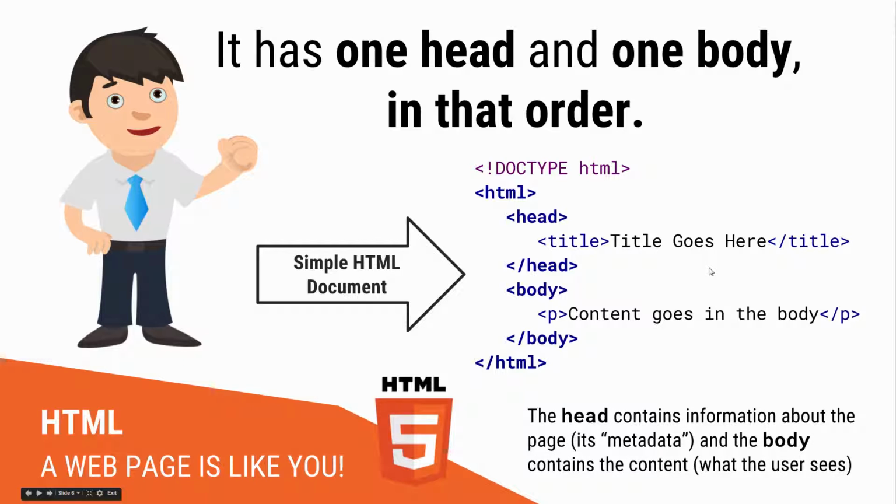The head contains the information about the page. It's what we call metadata, which is a fancy word for data about data. Now, the body of an HTML page contains the content, what we want the user to see. In this case, our content is just one paragraph.